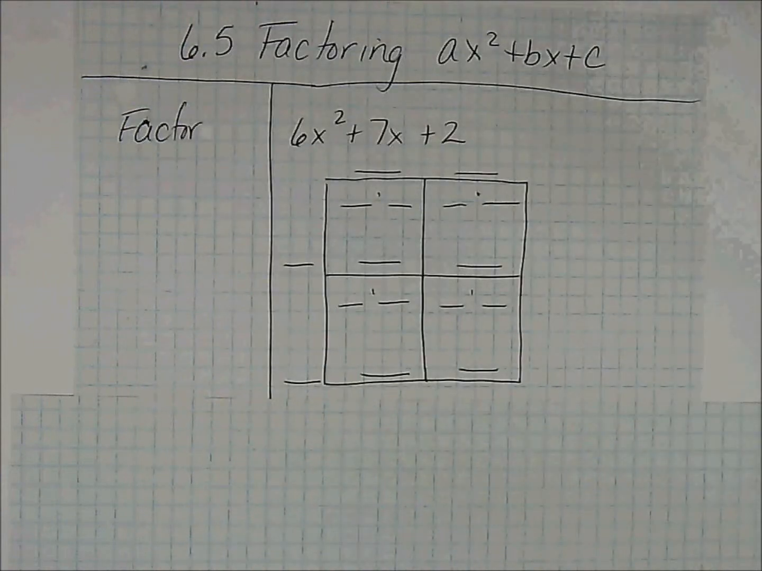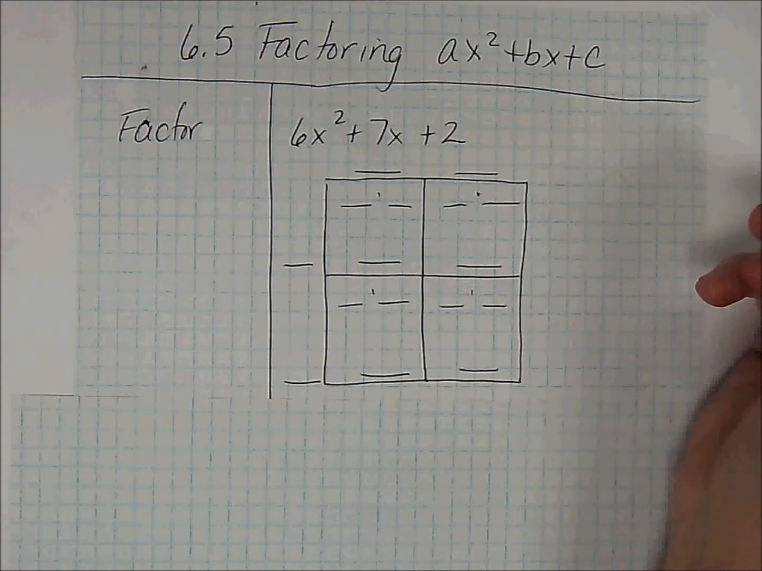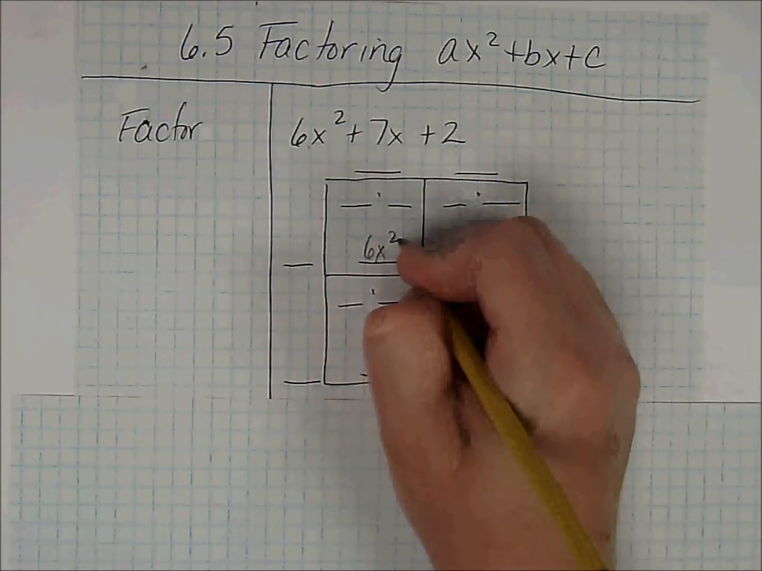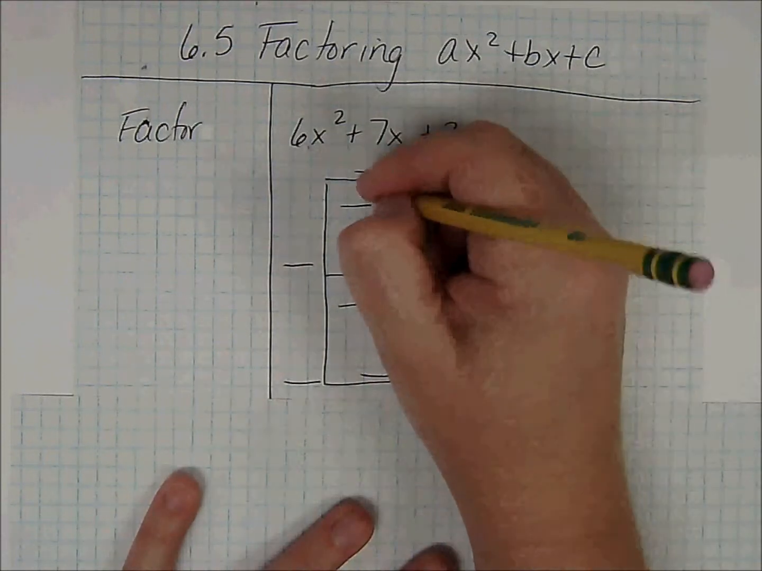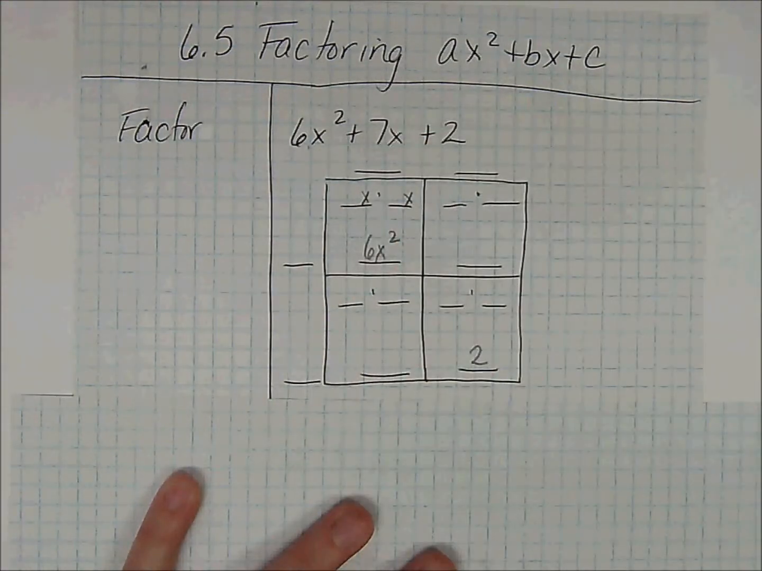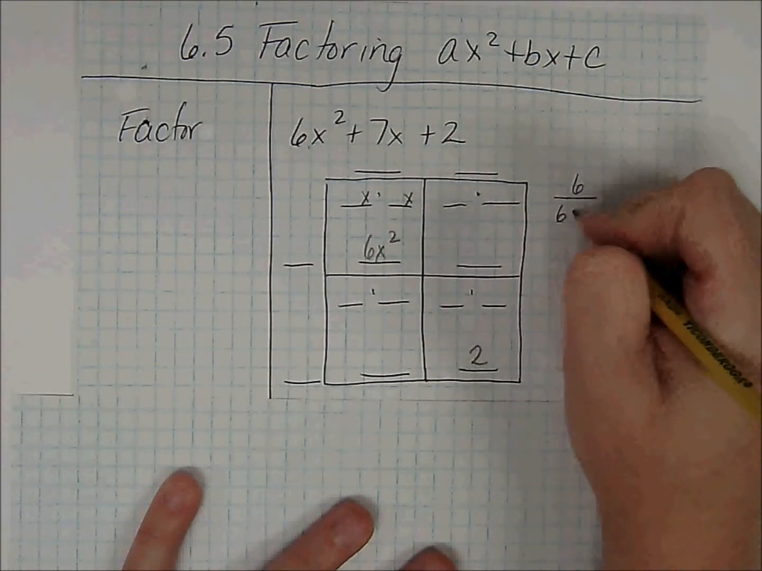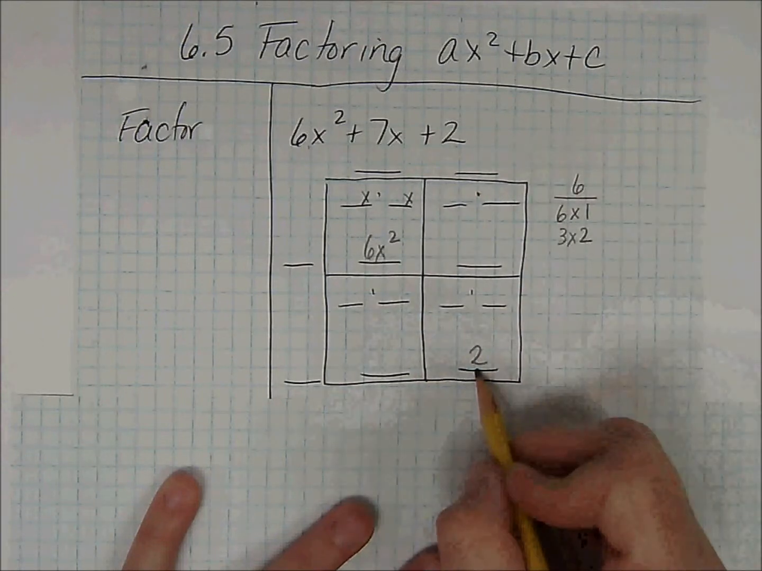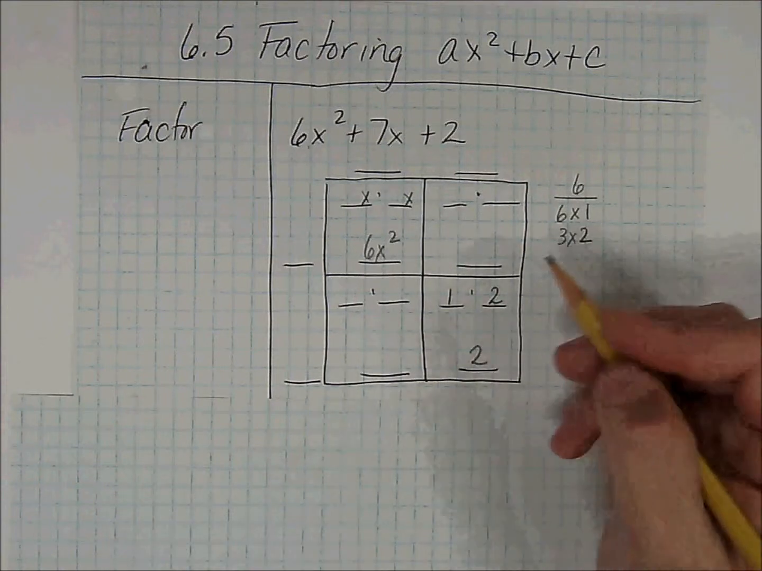So now, is there anything I can take out of all 3? Nothing I see. First number goes here. Last number goes here. So we still remember x times x is that, but we have 6. And we know we can multiply together to get 6 by doing 6 times 1 or 3 times 2. The only way we can get 2 is 1 times 2. So our play right now is in here.